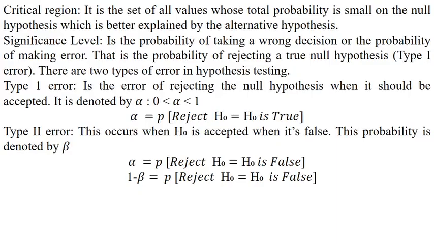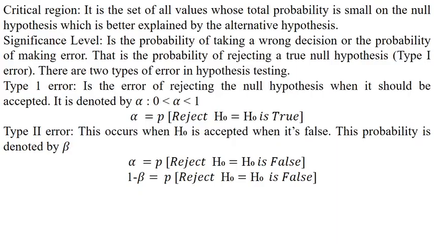There are two types of error in hypothesis testing. We have our type 1 error and type 2 error. What is type 1 error? Type 1 error is the error of rejecting the null hypothesis, that is the true hypothesis, when it should be accepted. It is denoted by alpha, which ranges 0 < alpha < 1.